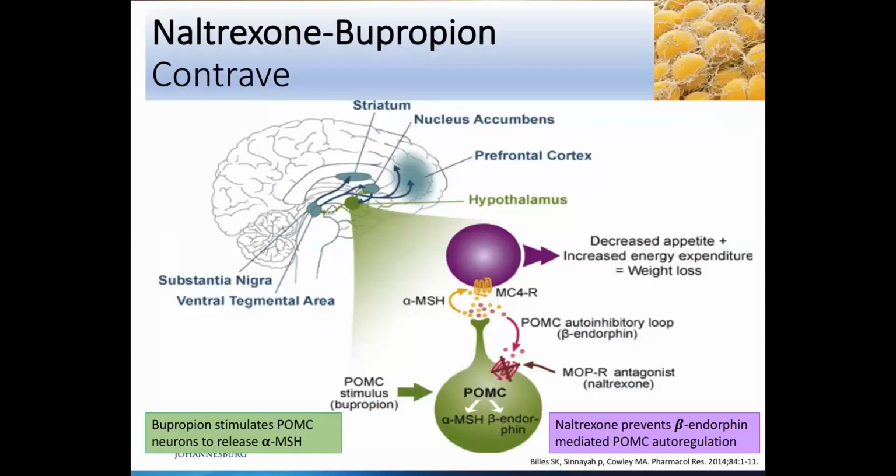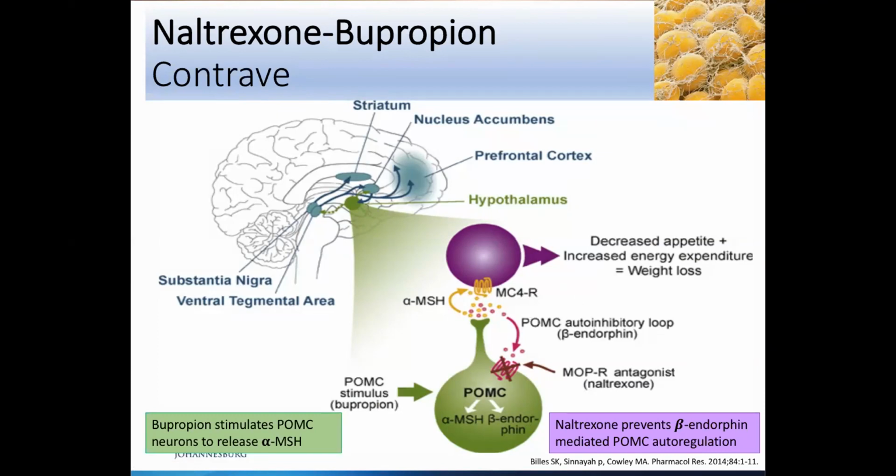The way it works, and I mentioned this in the pathophysiology regarding POMC, is that the precursor POMC is broken up into alpha-MSH and beta-endorphin. Now, alpha-MSH binds to the melanocortin-4 receptor, and this results in decreased appetite, increased energy expenditure and weight loss. Beta-endorphins act through the mu-opioid receptor on the POMC neuron. To put it simply, this acts almost like a brake on the POMC neuron, so it results in reduced activity of this POMC neuron.